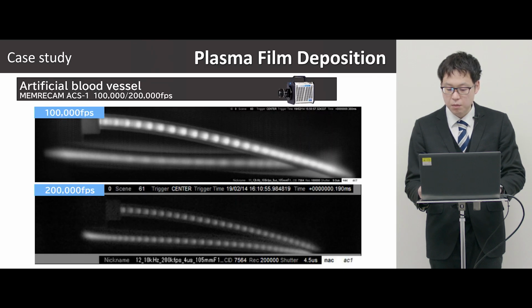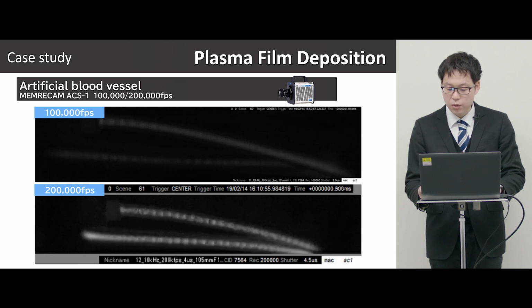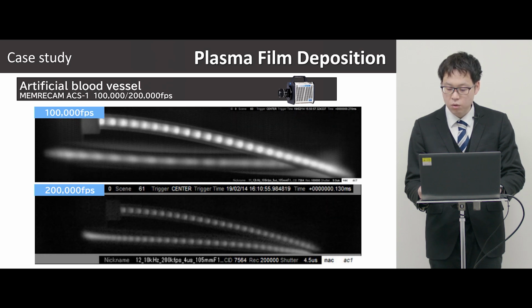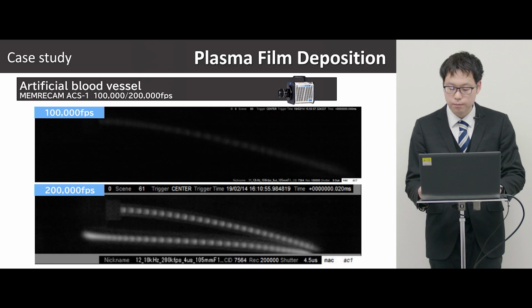We captured plasma film formation inside a medical fiber tube, simulating an artificial blood vessel, at 100,000 to 200,000 FPS using the ACS1. The movement of the spherical plasma traveling through the fiber was successfully recorded.